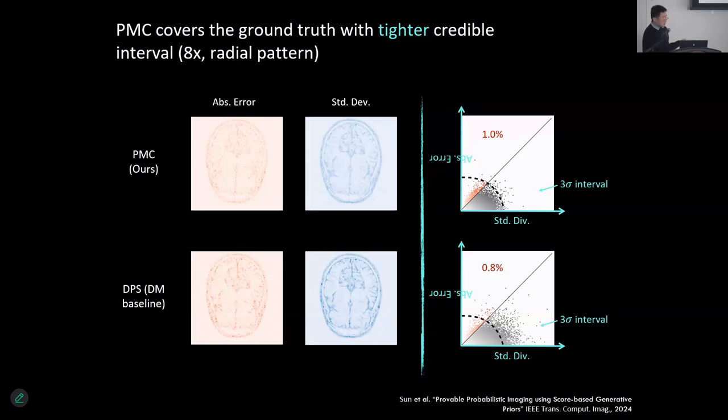So the more pixels clustered to the bottom left corner, that means better. As you can see, even though DPS has better coverage, that is at the cost of a bigger standard deviation.